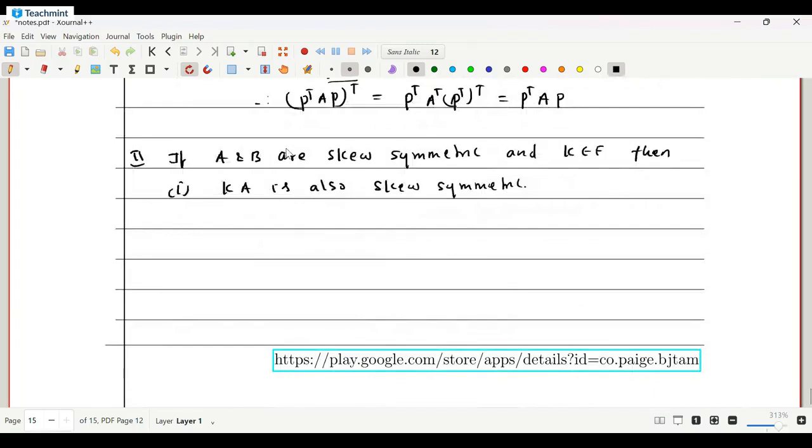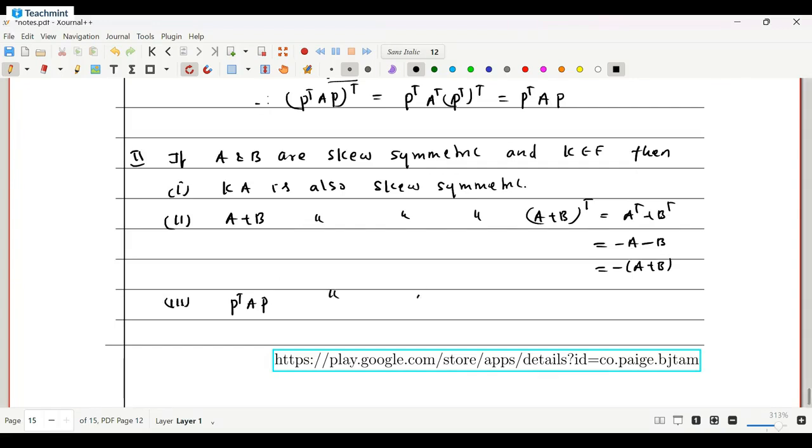And the sum of two skew symmetric matrices is also skew symmetric. Assume that (A plus B) whole transpose equal to A transpose plus B transpose, but A transpose equal to minus A, B transpose equal to minus B, which is equal to minus of (A plus B). So therefore A plus B is also skew symmetric. And number 3, P transpose AP, where P is any n by n matrix, is also skew symmetric.